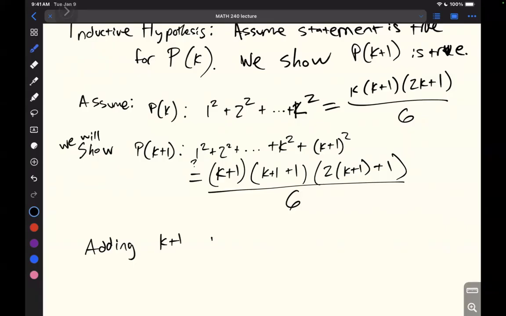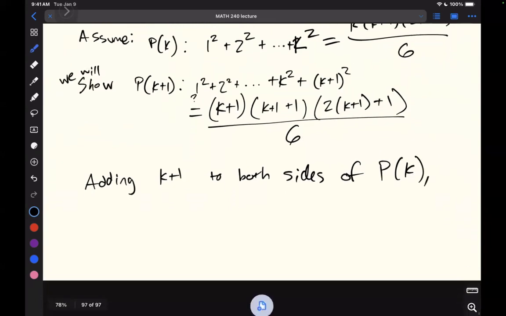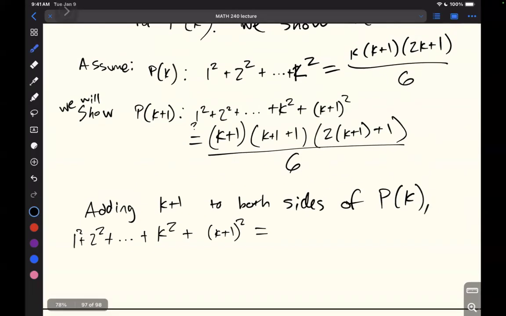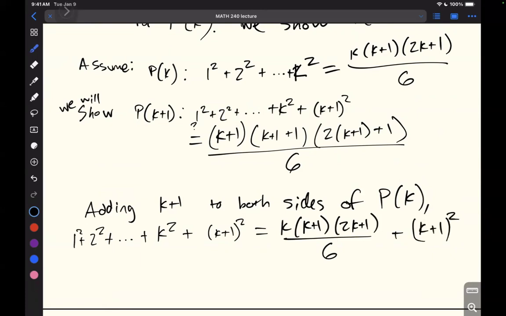adding K plus 1 to both sides of P of K, we get 1 squared plus 2 squared plus ... K squared plus K plus 1 squared. And then we write our big, long, fancy equation, K times K plus 1 times 2K plus 1 over 6. And we add K plus 1 squared.